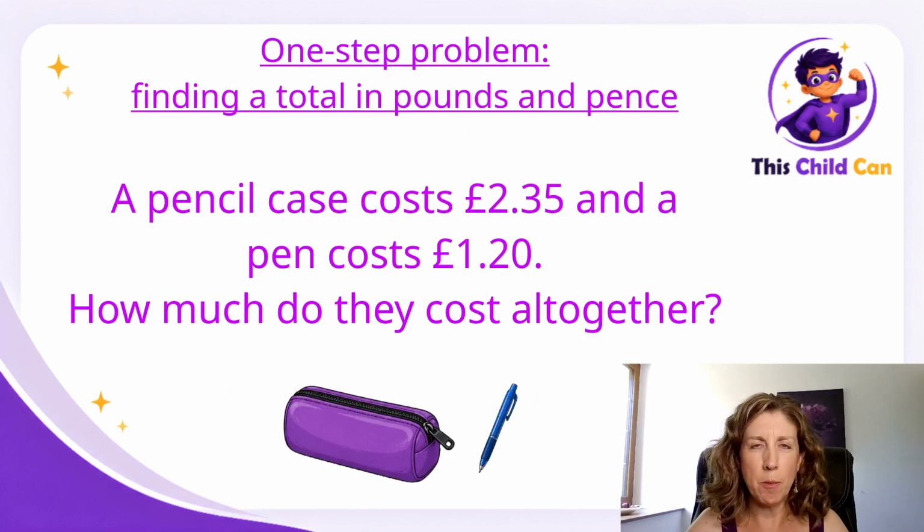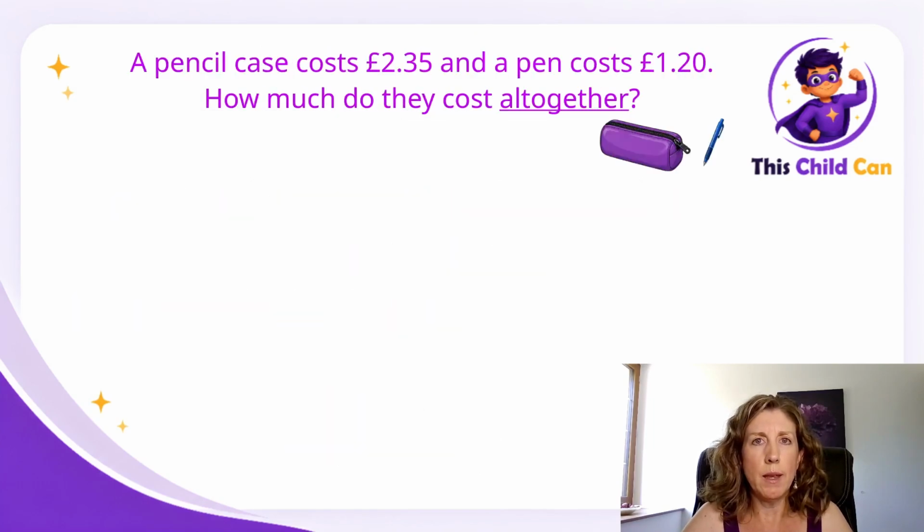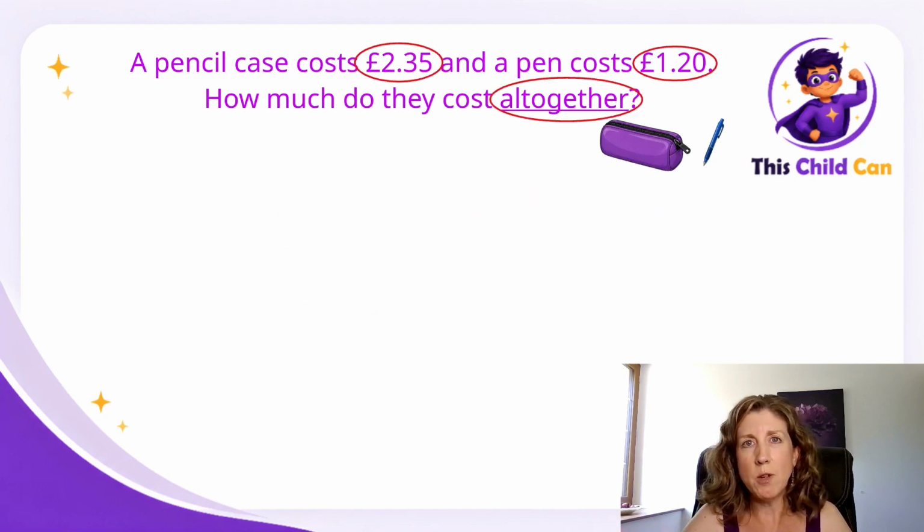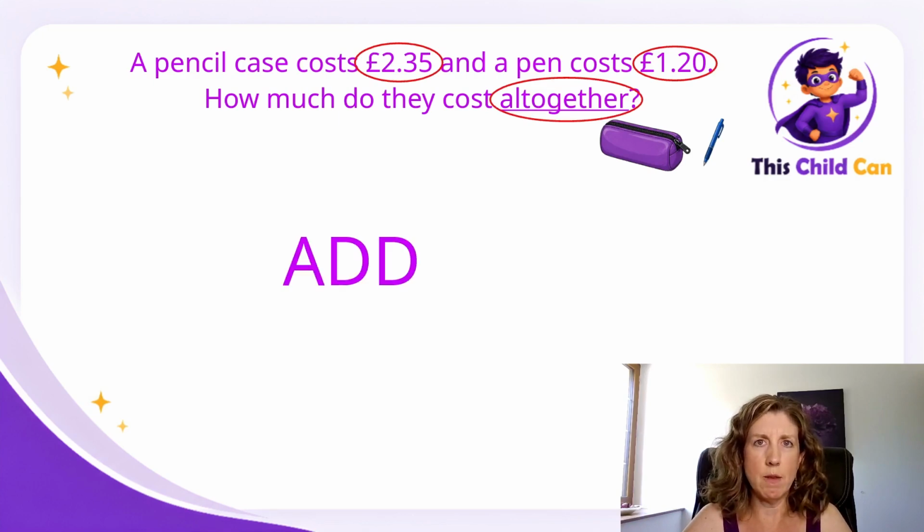Let's look at a one-step problem, finding a total in pounds and pence. The example here: a pencil case costs £2.35 and a pen costs £1.20. How much do they cost altogether? Now the key word here is altogether, so we underline that. What's happening here in this money story? Well, it's suggesting that we need to put two prices together and find a total, which means that we are going to need to add. So we need to decide how to do that.